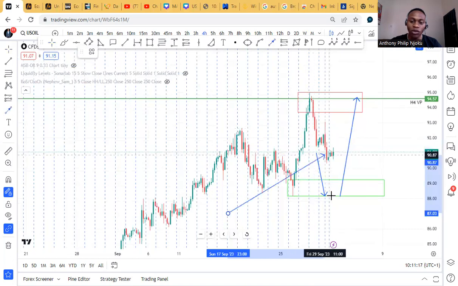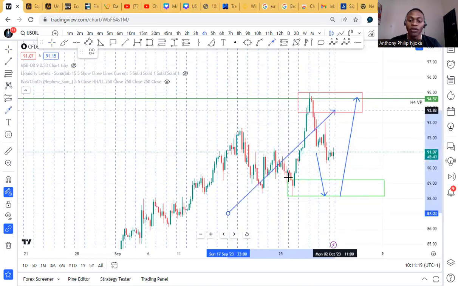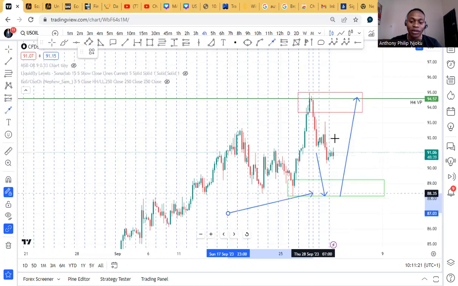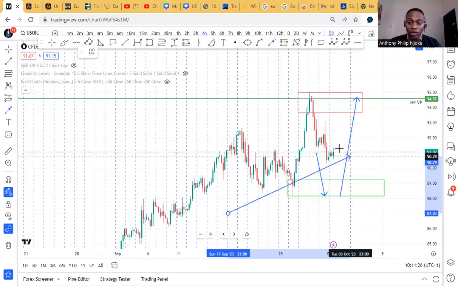So for me now, what am I expecting? A buy setup for US oil. If it comes into this level, we're buying. That's it for US oil.